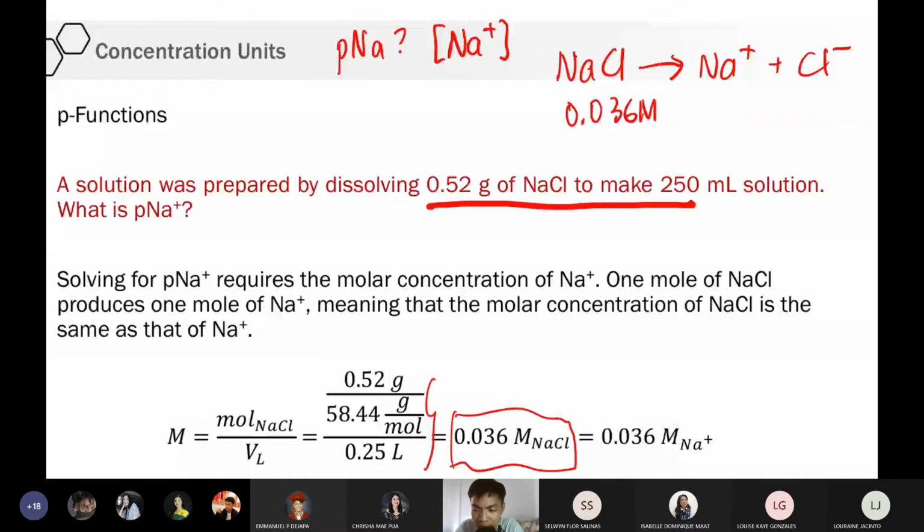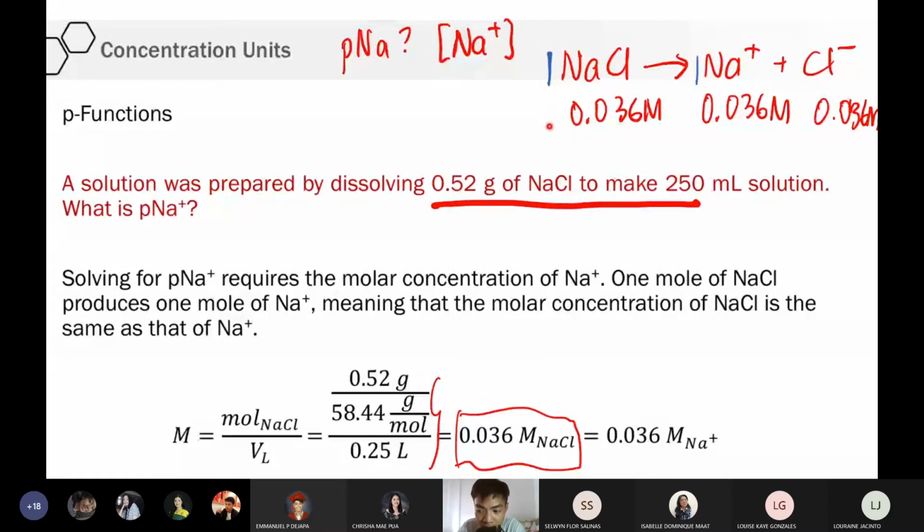Sir, paano nyo po malalaman kung same lang sila or hindi? Baka nanguhula ka lang. Ganito, para malaman nyo kung same sila, just look at their coefficients. Anong coefficient ng NaCl? Isa. Ano yung coefficient ng Na doon? Isa lang din. So that means, whatever the molar concentration of NaCl, that is also the molar concentration of its ions.